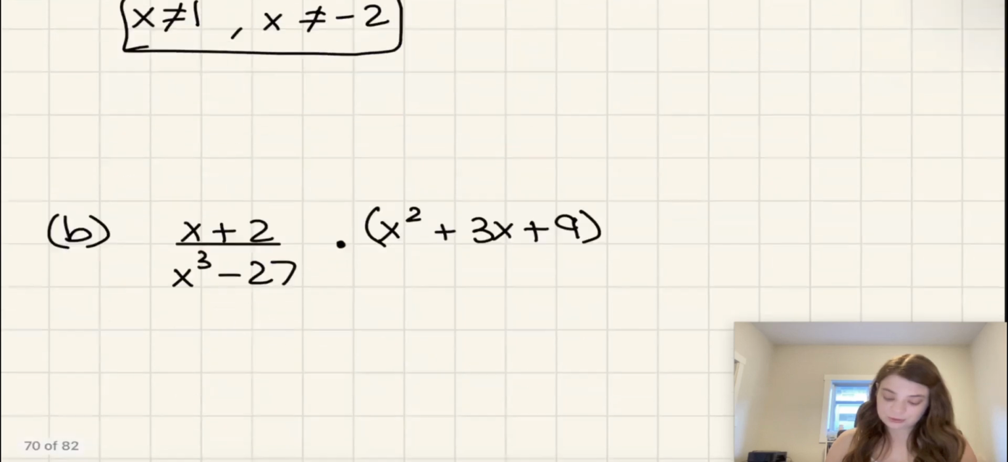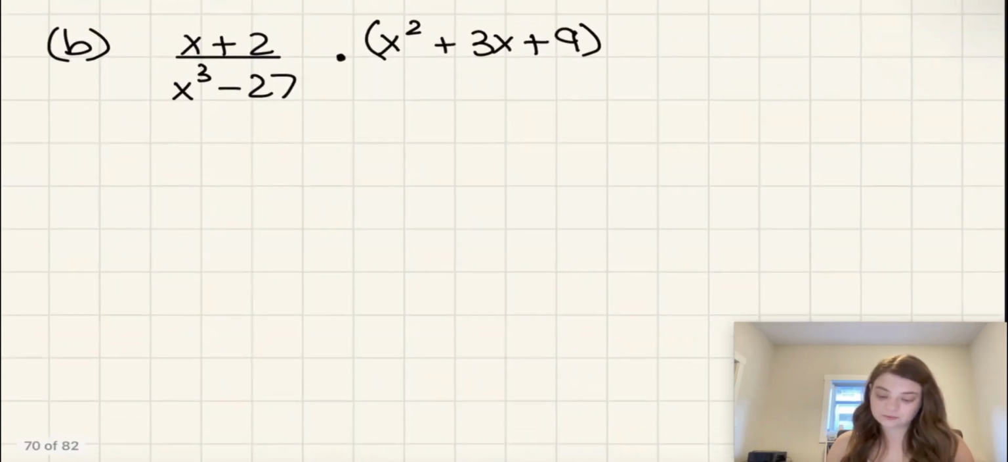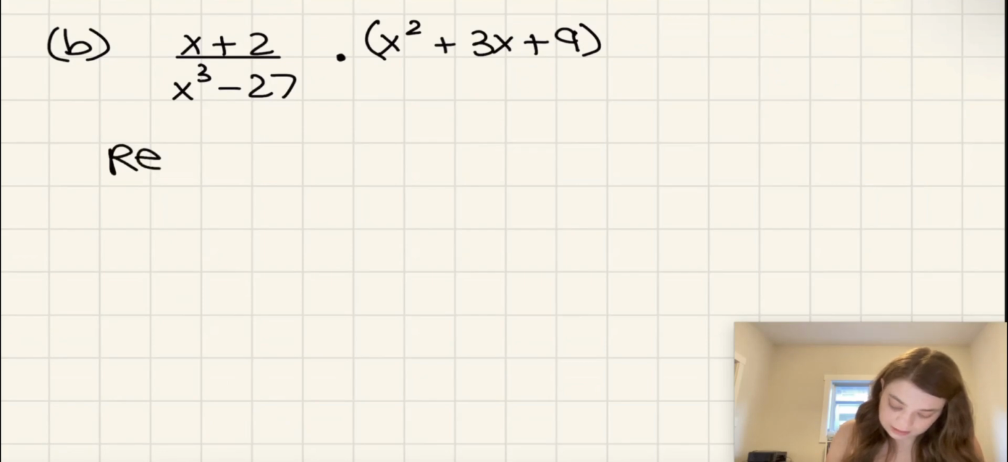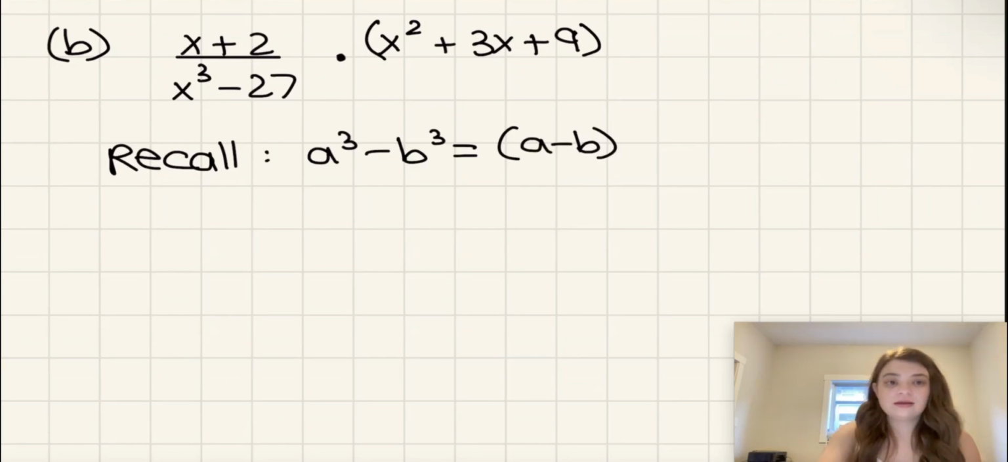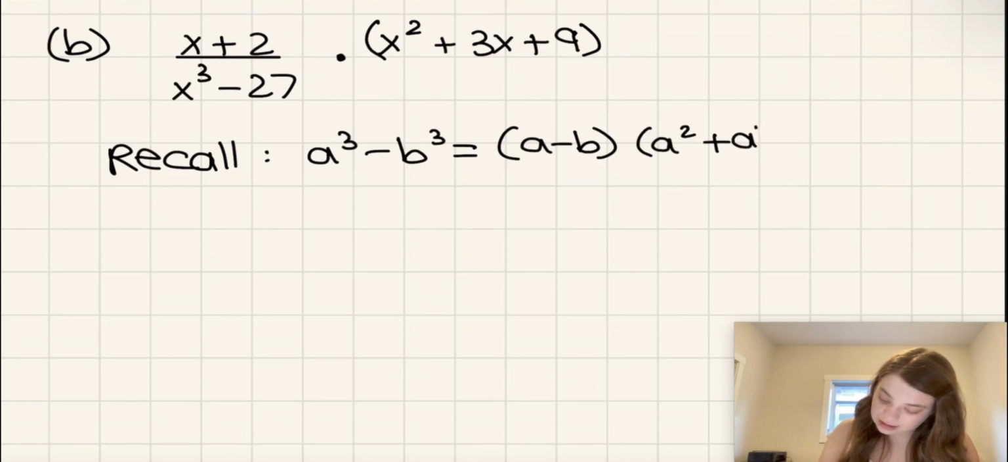Okay, let's move on to B. For B, the first thing I'm going to do is factor. So let's start with x cubed minus 27. Recall the difference of cubes formula: a cubed minus b cubed is equal to a minus b times a squared plus ab plus b squared, like that.